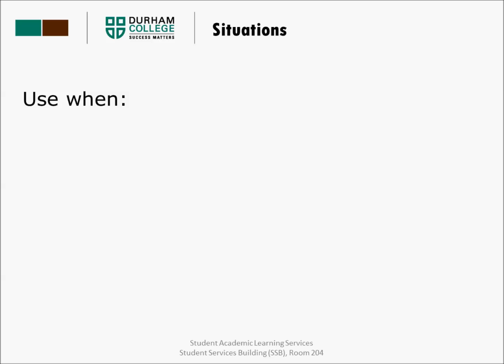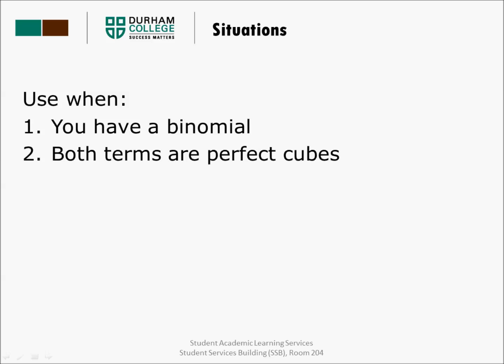So when do you use this particular method of factoring polynomials? Well, first of all, you have to have a binomial. So that means two things, two terms that are separated by a plus sign. Something here plus something, or minus, because it's sum or difference. And second, both terms have to be perfect cubes.